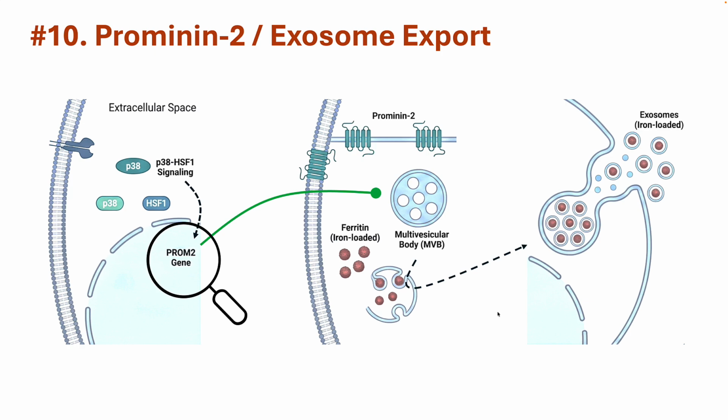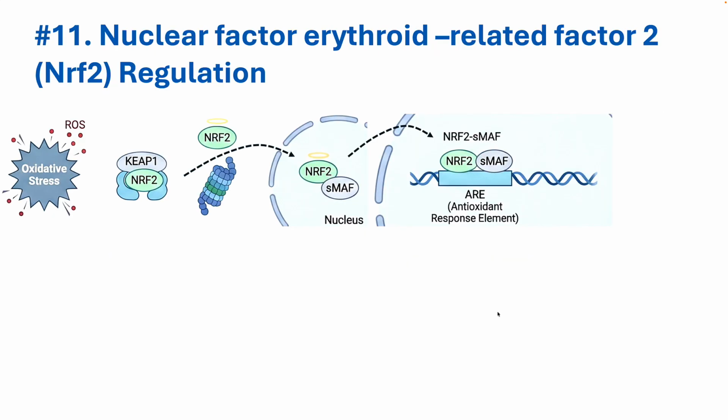Another protective mechanism is the prominin 2 exosome pathway. Under stress, PROM2 expression is upregulated and drives the formation of multivesicular bodies that sequester iron-bound ferritin. These vesicles then fuse with the plasma membrane and release iron-loaded exosomes into the extracellular space. In effect, prominin 2 creates a physical route for iron export, allowing the cells to offload the excess iron. In the context of ferroptosis, this lowers the intracellular labile iron pool, reduces Fenton reaction activity, and limits free radical formation.